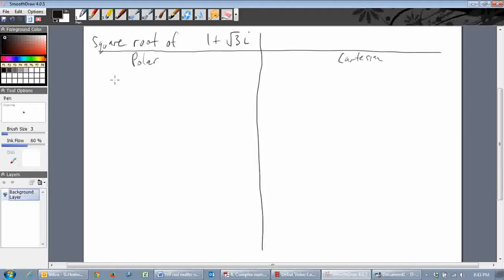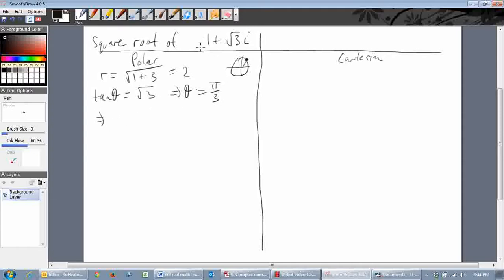Polar way. Let's convert this guy into polar form. r is equal to the square root of 1 squared plus root 3 squared, and that's 2. And tan theta is equal to root 3 over 1, so that's root 3, which implies that theta will be, just a quick little sketch here, root 3 will be up here at pi on 3. We're in the first quadrant because both 1 and root 3 are positive, and so therefore we've got pi over 3.